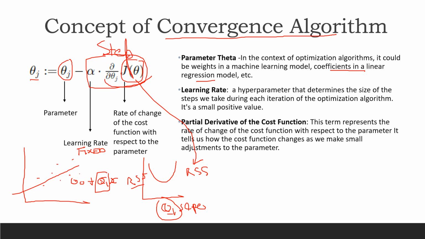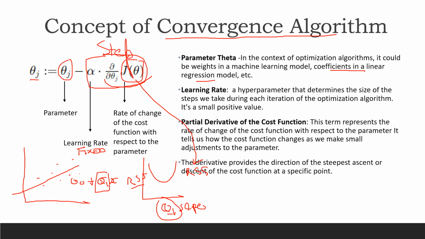This is how we define this convergence algorithm, through a basic explanation. The derivative provides the direction of the steepest ascent or descent of the cost function at a specific point. So when we find a derivative of this RSS function at a certain point, the derivative will give the ascent or descent of this cost function.